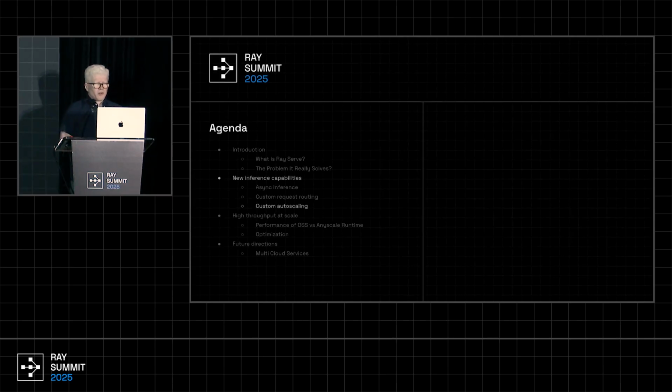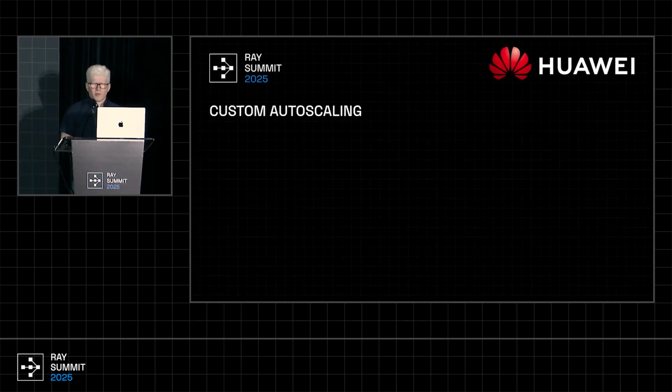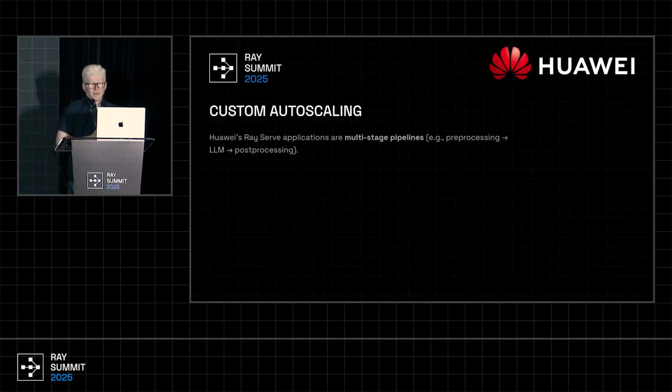Next, I'm going to talk about support for custom autoscaling in Serve. Huawei uses Serve for their LLM inference pipeline. It's a typical Serve application with 3 deployments: a pre-processing stage, LLM inference stage, and a post-processing stage. Nothing too particular about this.